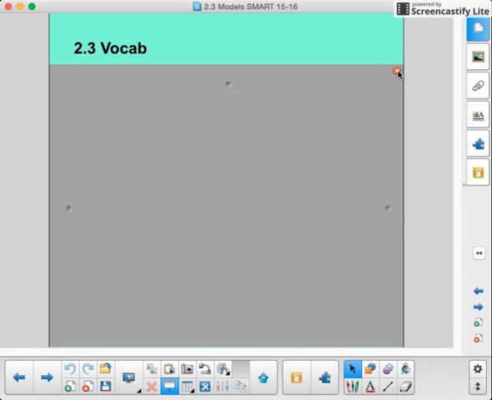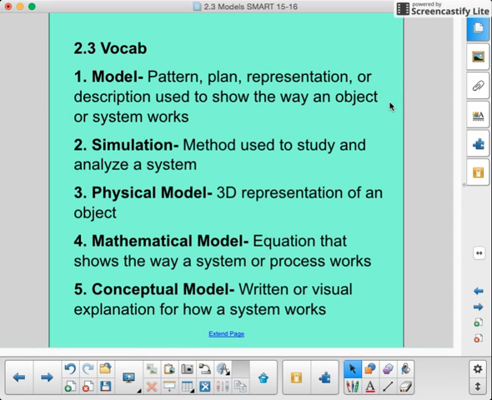There are 5 vocab words in this lesson. A model is a pattern, plan, representation, or description used to show the way an object or system works. A simulation is a method used to study and analyze a system. A physical model is a 3-dimensional representation of an object, such as a toy car. A mathematical model is an equation that shows the way a system or a process works.